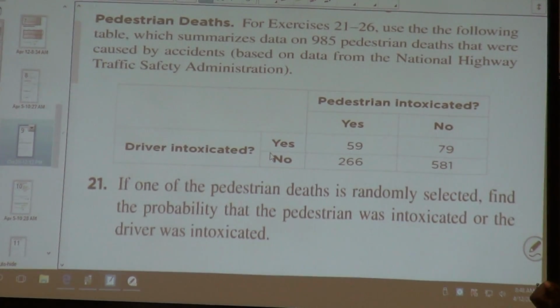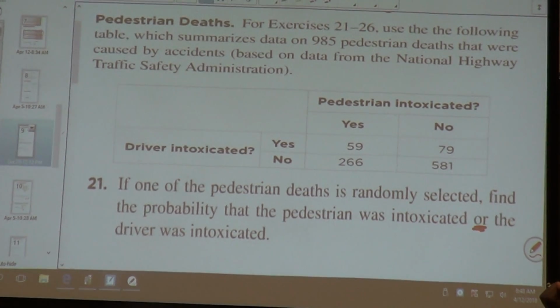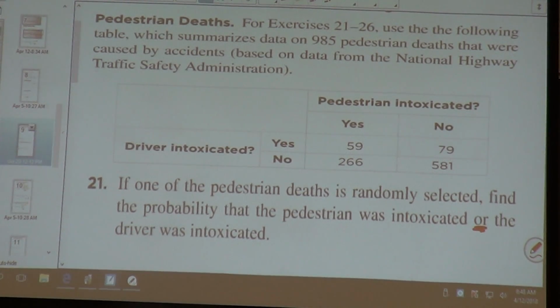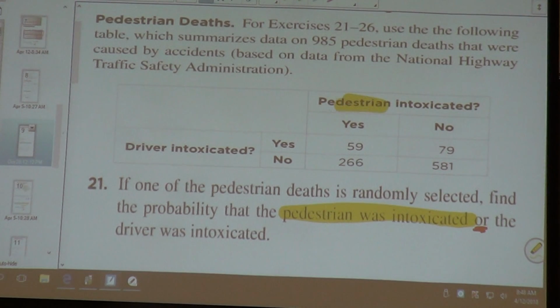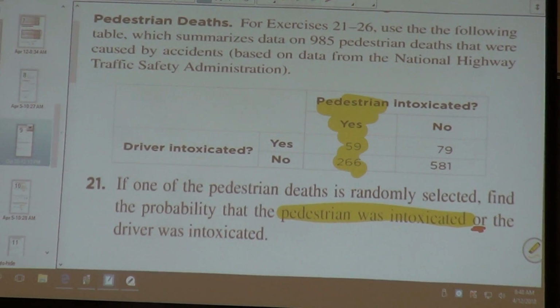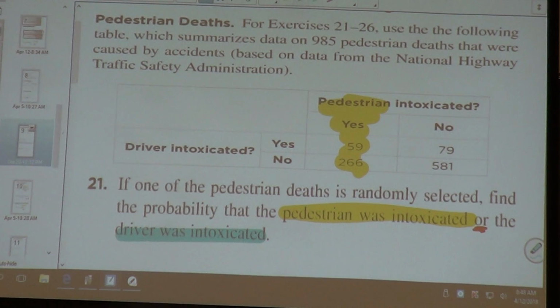All right, I see the word or. So we're summarizing how people died, and they're saying, was the driver of the car drunk or not? And was the person walking down the road drunk or not? Okay, so for this problem, it has the word and or, so we know we're doing shading. Pedestrian was drunk, so the person walking down the street was drunk. And the driver was also drunk. So you have a drunk driver with a drunk walker.